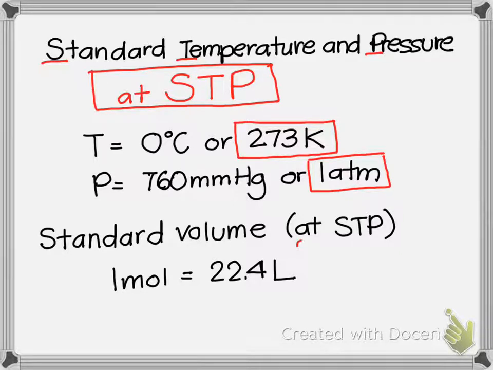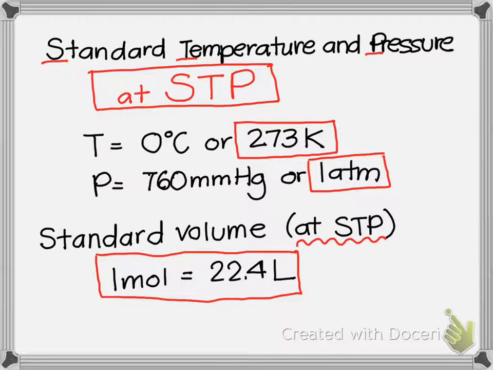Now, if you're at STP, so that's actually said in the problem, there's one other bit of information that can oftentimes be used to help you solve the problem, and that is what's called the standard volume. So any gas or mixture of gases at STP, if you have 1 mole of that gas or mixture of gases, you have a volume of 22.4 liters. Okay, so that's kind of a magic thing, that at STP, 1 mole is 22.4 liters.